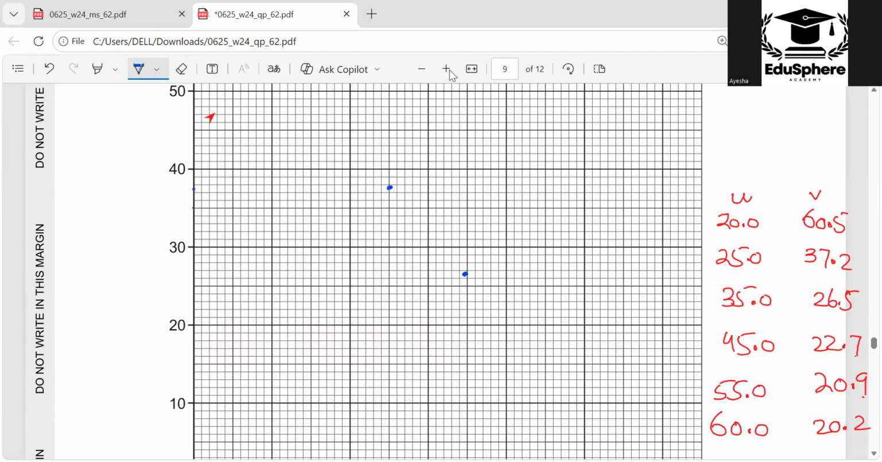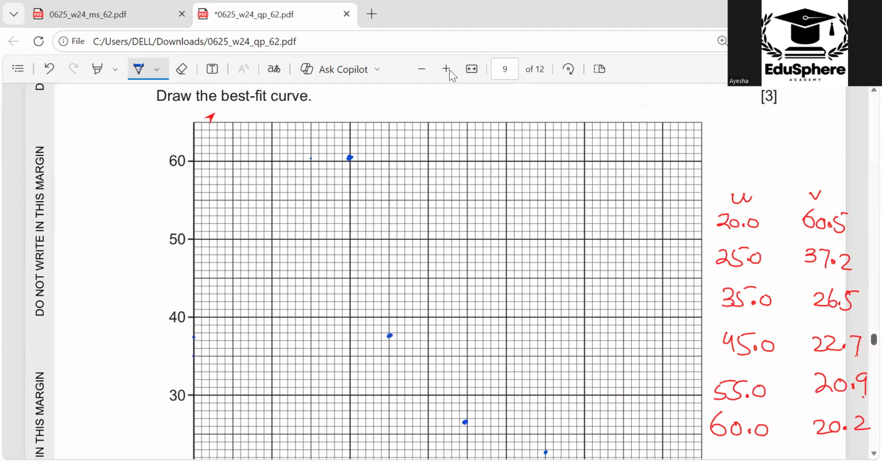And after 35, it's 45. So 45 means after 35, 10 lines here, 45. At 45, it's 22.7. So 21 and 22 and 22.7. So it's going to be here, 22.7. And then at 55, okay, this is 45, so it means 55 is here, and 20.9. So 20.9 means that it's almost like here, in between 20 and 21. And then at 60, it's 20.2, so it will be here. Now, all the points have been marked.